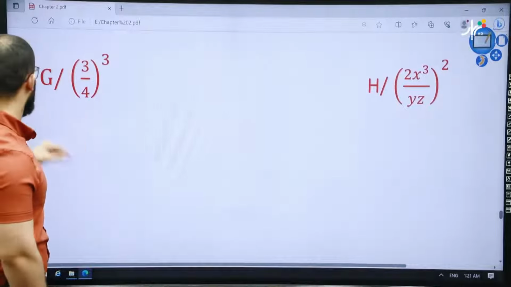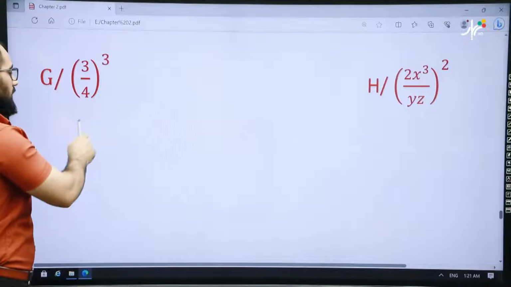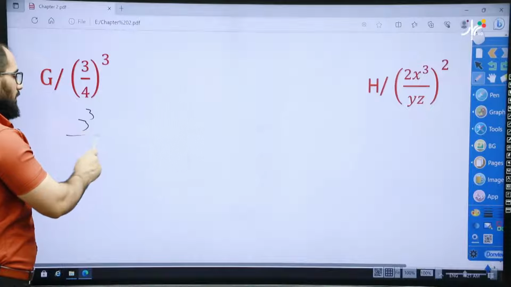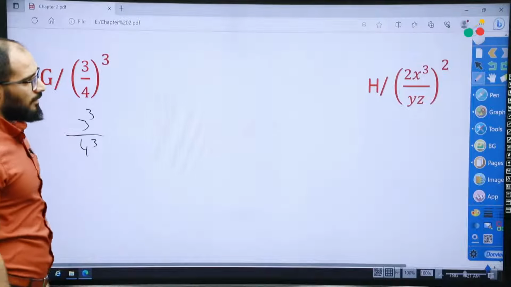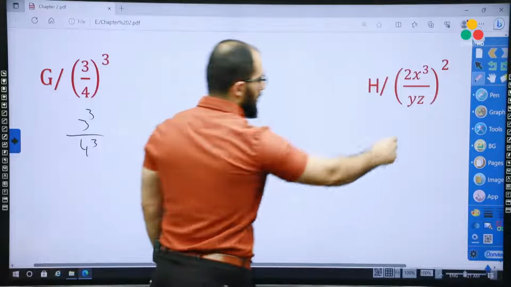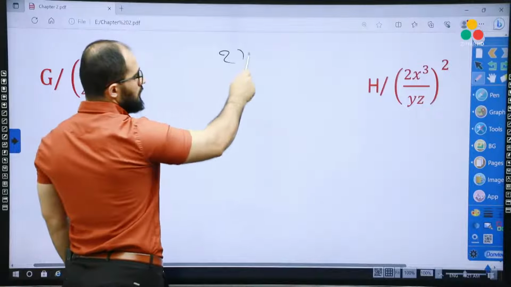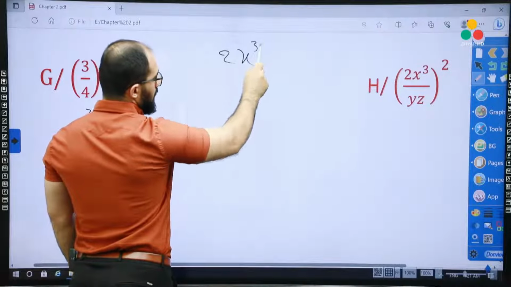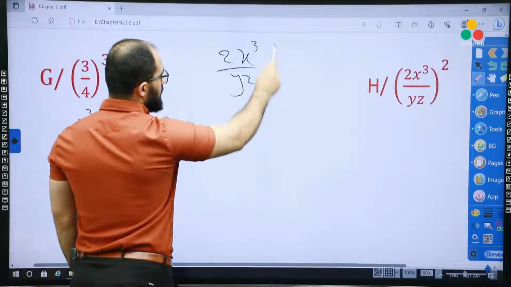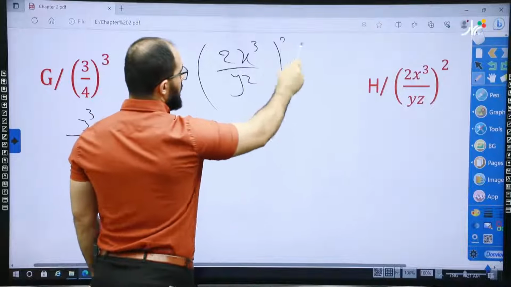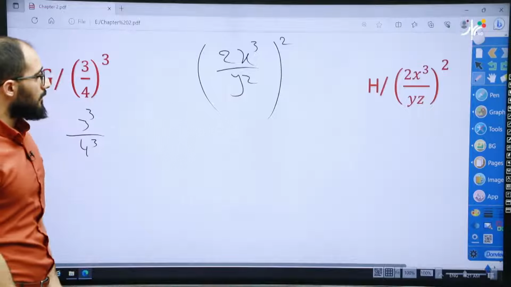And again, this is another example. It's going to be 3 power 3 over 4 power 3. Example H, 2x power 3 over yz power 2. How to solve that example?